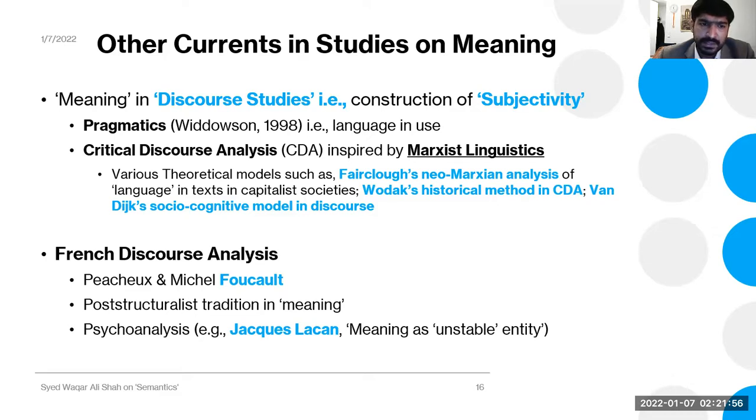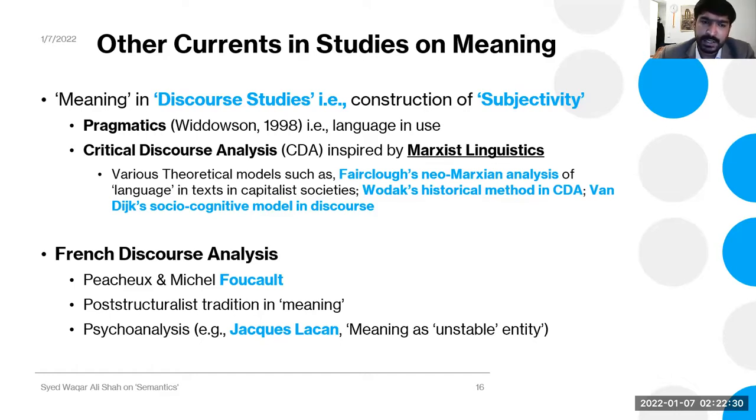And this view is contested by different approaches like critical discourse analysis. They try to look at meaning as a political process other than psychological, mental, or only social, but they look at some mental processes as well. So within CDA, we have different approaches, like one inspired by the Marxist school of thought. Marxist linguistics is there that you can study.